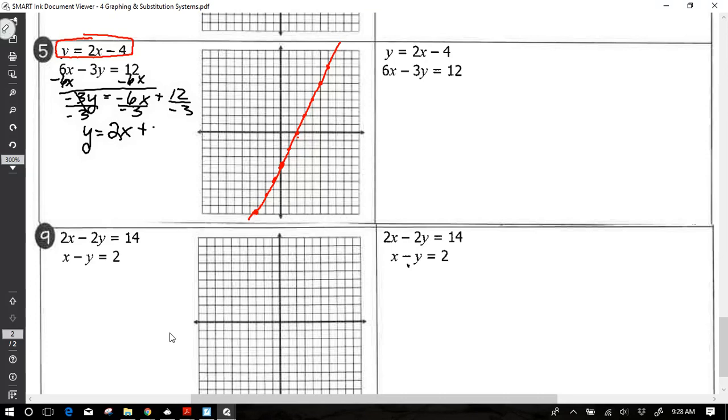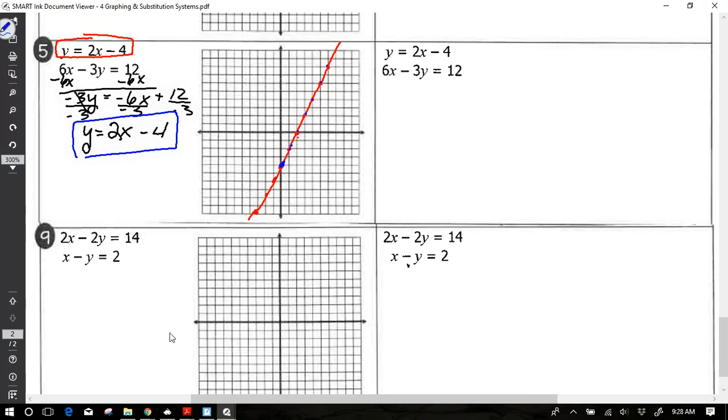So let me erase that positive. Negative 4. Great. So now I'm ready to graph this, and this is going to be my blue line. So my y-intercept is negative 4, which is right here, and my slope is up 2 over 1, which is right there and there and there.